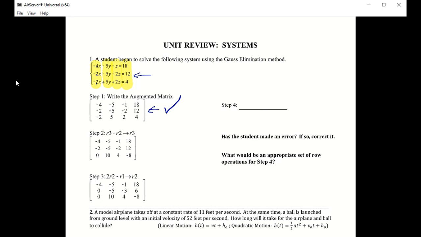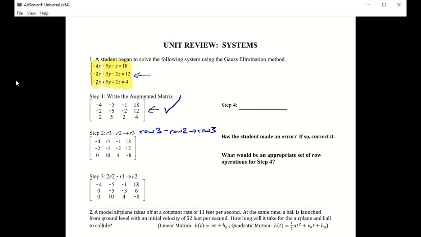Now we start in on our row operations. We have this R3 minus R2 arrow R3. And all this is saying to us is we're going to take row 3, we're going to subtract or add the inverse, add the negative of our row 2, and we're going to put the result into row 3.